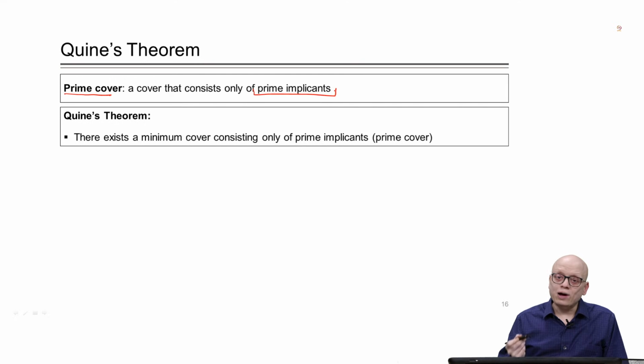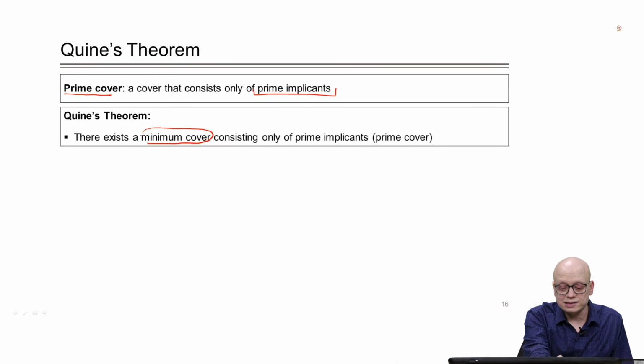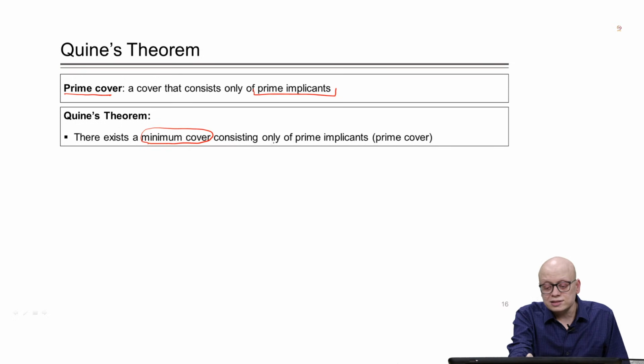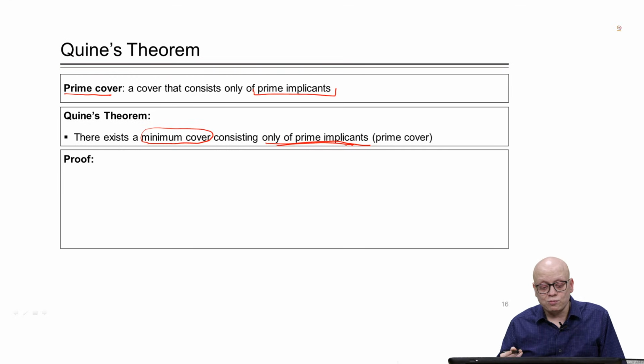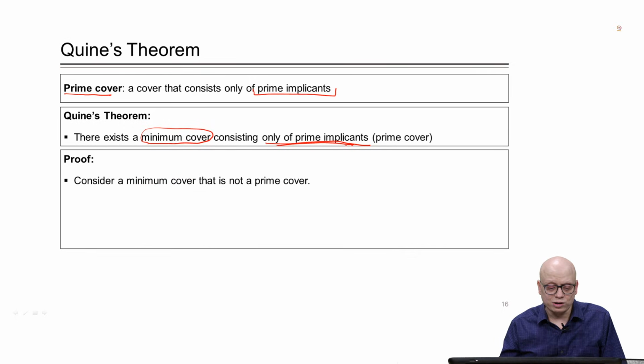Now, what is Quine's theorem? Quine's theorem states that there exists a minimum cover, which we are trying to find, consisting only of prime implicants, or there exists a minimum cover which is a prime cover. Now, why is it true? What is the basis of Quine's theorem? We can make the following observation.